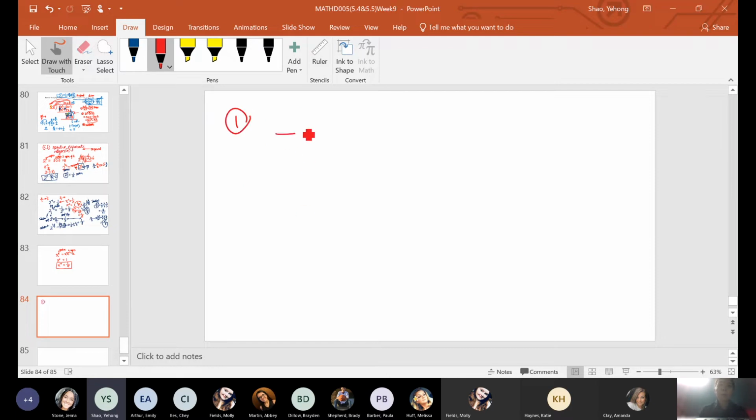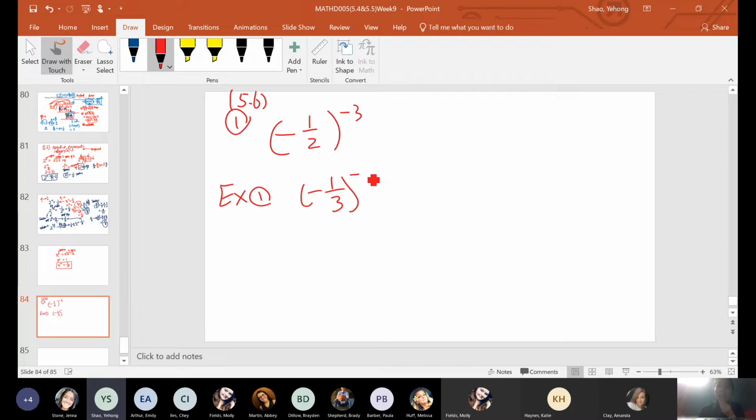For example, in the homework assignment under section 5.6, there is -1/2 to the -3, right? So I'm going to give you an example for that. Let me change it to -1/3, and I'm going to change that -3 to maybe -5. Maybe it's going to be a little bit similar. Okay, all right. So I guess this is kind of similar to the one we just did, but with a minus sign here.